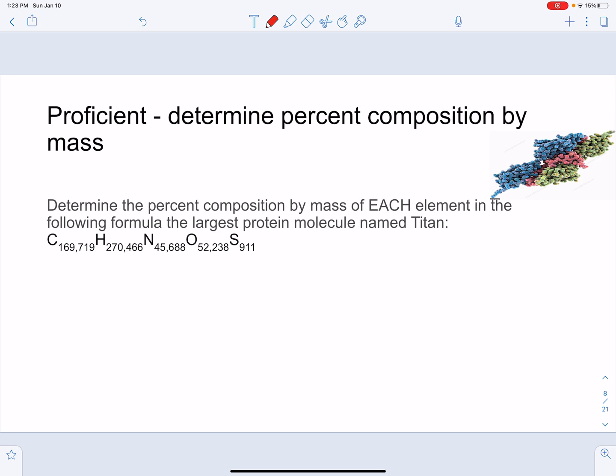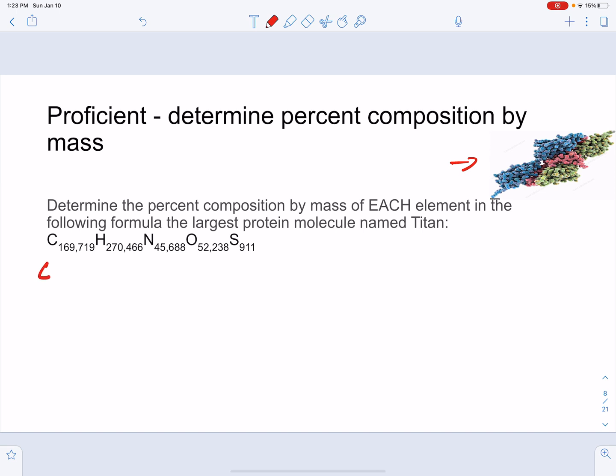Okay, now this is a really fun problem. It involves really massive numbers because we're going to determine the percent composition by mass of each element in the following formula, which is the largest protein molecule known to mankind, called Titan. Here's a little simulation of what that molecule might look like. It's a lot of elements. So we've got some big numbers to work with.